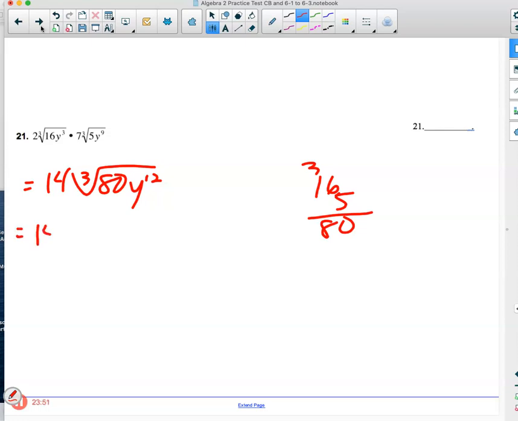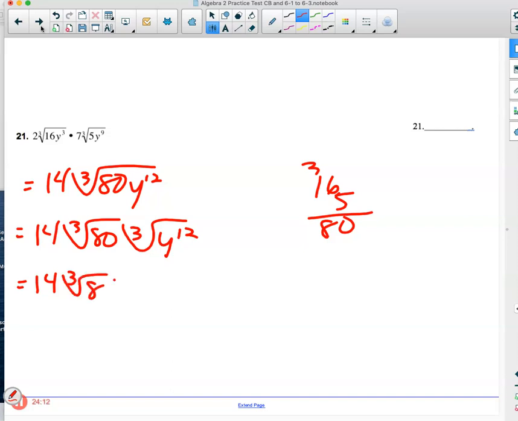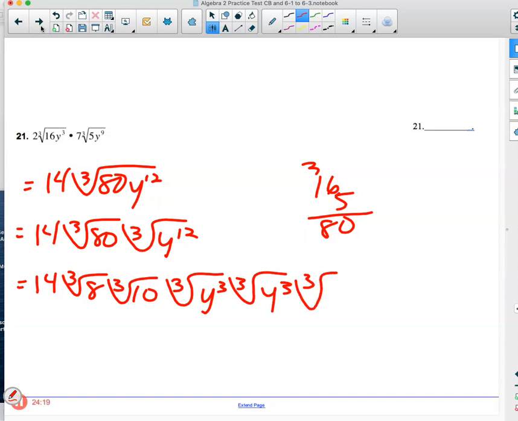Alrighty, so I have 14. Oh, cubed root of 80. I think we can do something about that. I think we have a perfect cube that goes into that one. Yes, 8. 10 times. And then we'll take care of our little variables here. Knowing full well that some of you said, oh, 12 divided by 3 is 4. But just so everybody can see it.